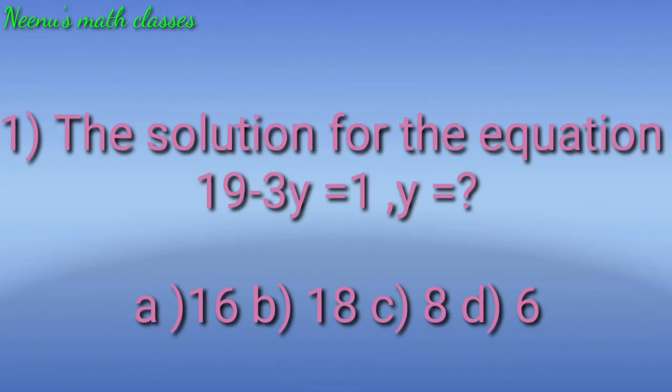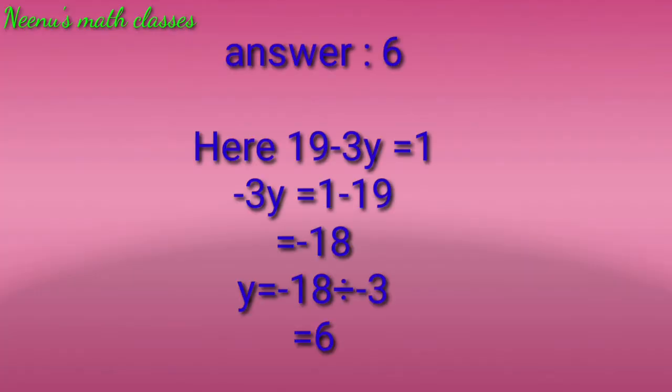Now, we have some important multiple choice questions. First question, what is the solution for the equation 19 minus 3y equal to 1? That is, we want to find y. Options are A 16, B 18, C 8, D 6. Its answer is 6.